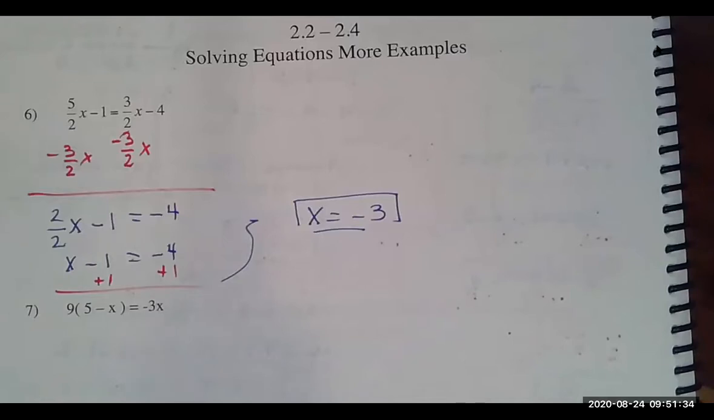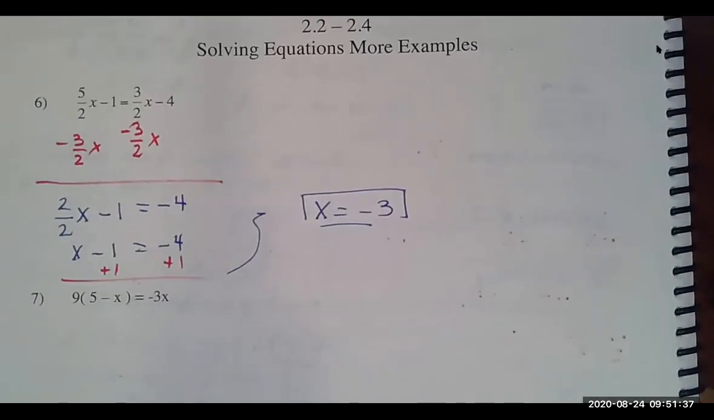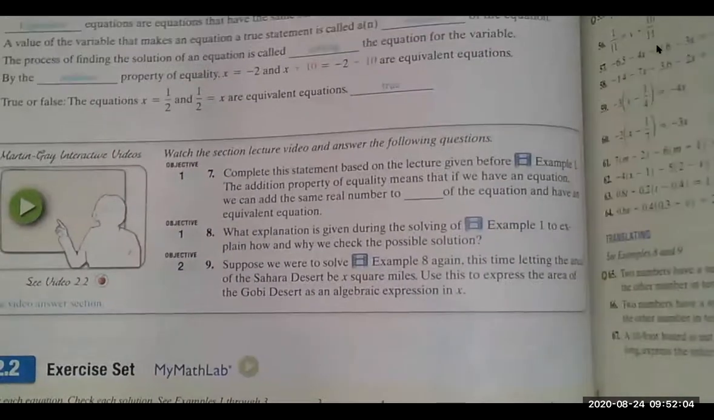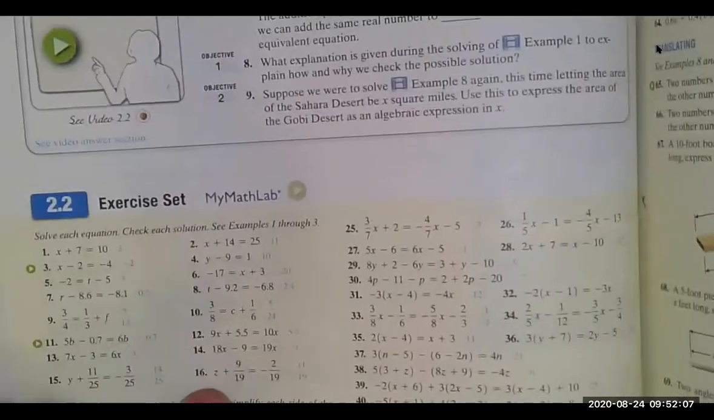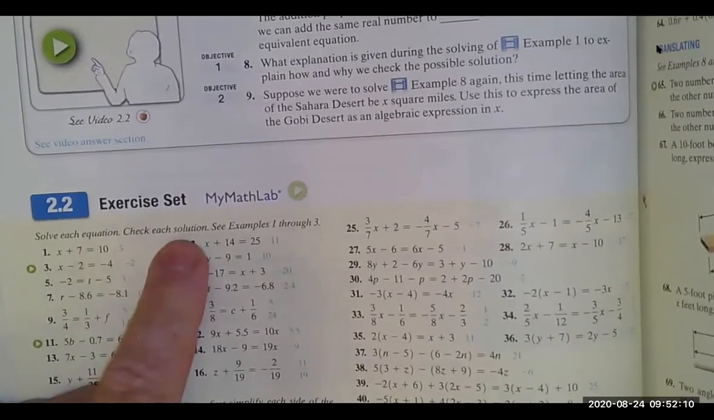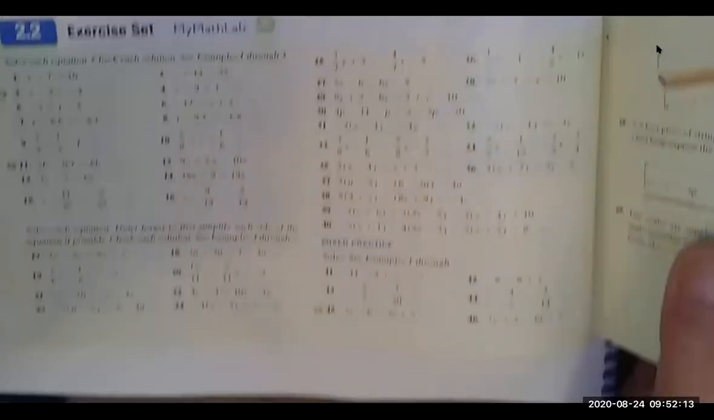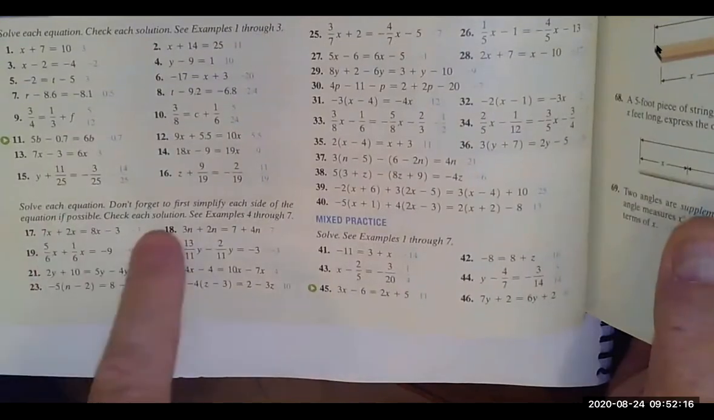Now, some of your homework problems, not all of them, but some, will say check your answers. Let's see, 2.2. Okay, here's 2.2. See, it says solve and check. Got to show the check down here. Solve and check. All right.